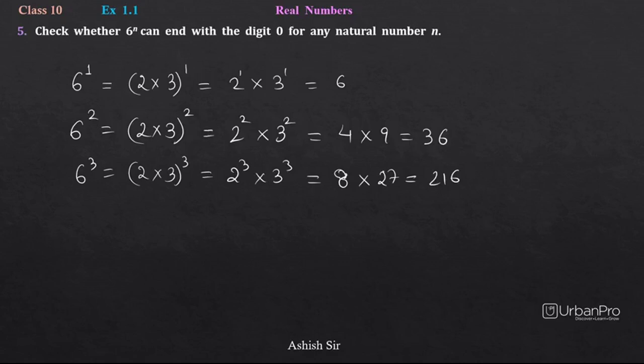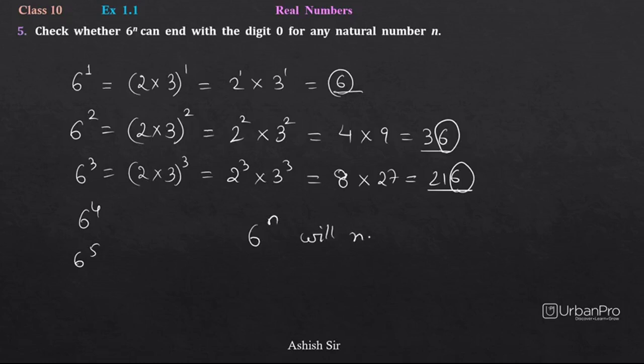Now if we see, it is never going to end in a 0. It is always ending in a 6. Even if we go for 6 to the power 4, 6 to the power 5, it is always going to end with a digit 6. And it is not going to end with a digit 0. So we can write that 6 to the power n will not end with a digit 0.